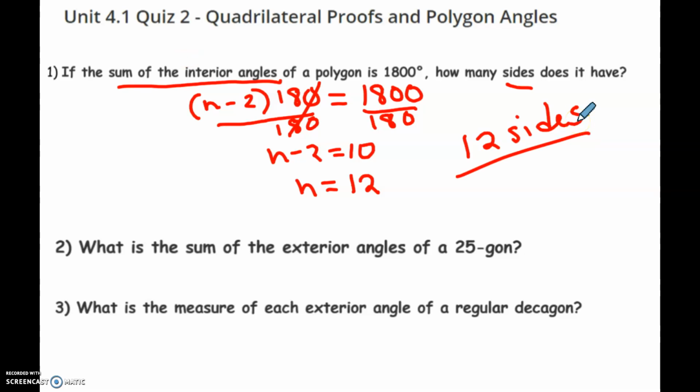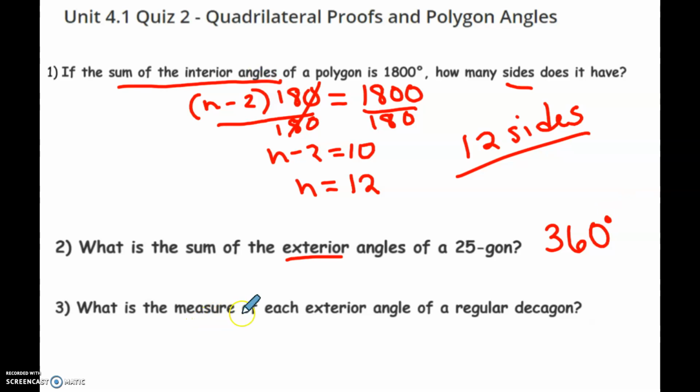Moving on to number 2, it talks about the sum of the exterior angles of a 25-gon. If you recall, when we did our investigation, the sum of the exterior angles of any kind of polygon was always 360. So we have no work to show for this one. We just remember that it was 360.